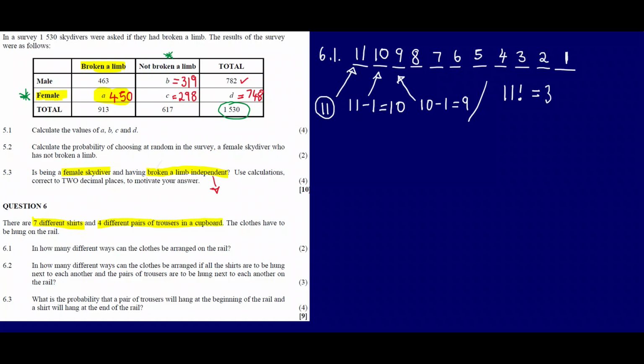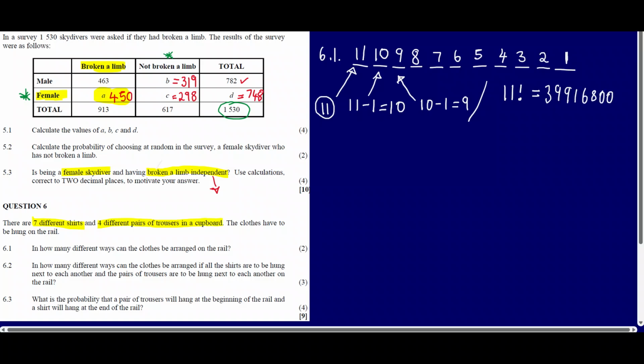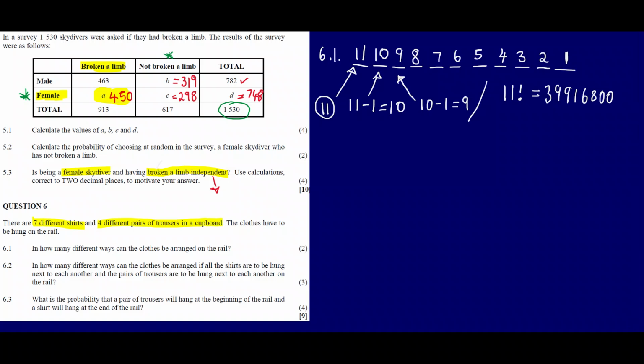It's just underneath the mode button. So it's going to be a very big value, 339,168,000, right? So that is the answer we got for that, and it's like 39,916,800, right? So I hope you guys can see that value over there. So 6.2.